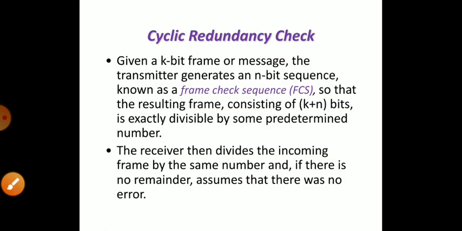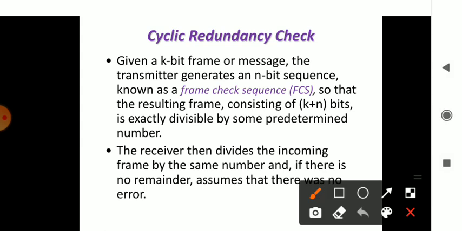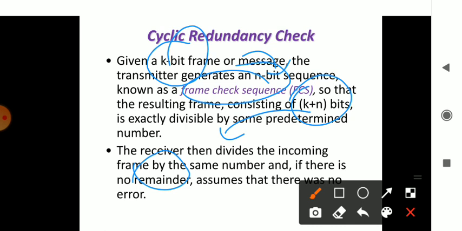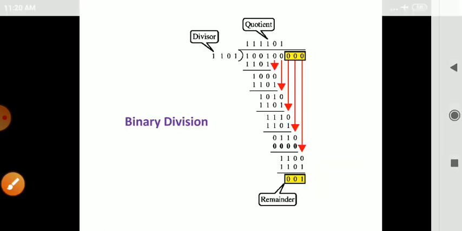Okay, so cyclic redundancy, as I said, consists of a k-bit frame. It will be added with an n-bit sequence, which is called the frame check sequence. The resulting frame of bits is k plus n bits. It will be divided by a predefined number, any predefined number it may be. That number divides it, and you get a result of 0. Then the information is passed. No remainder means no error, and the information is passed. That is called the cyclic redundancy check.